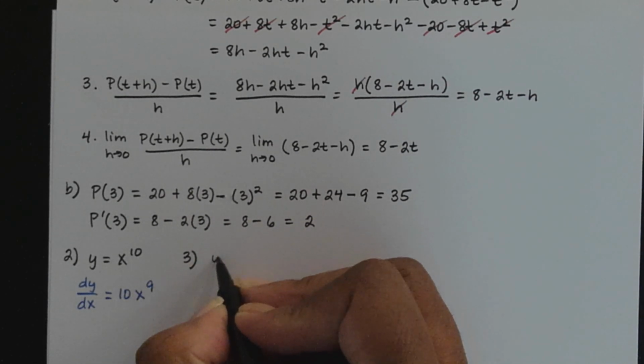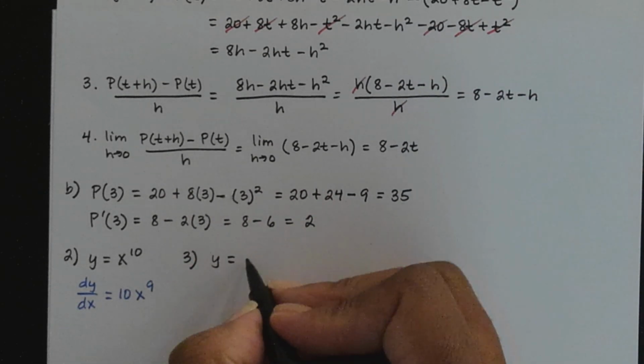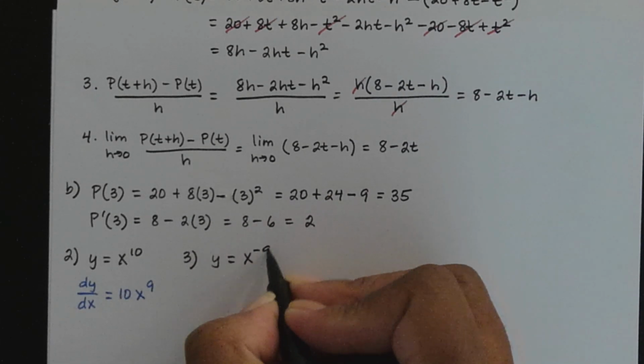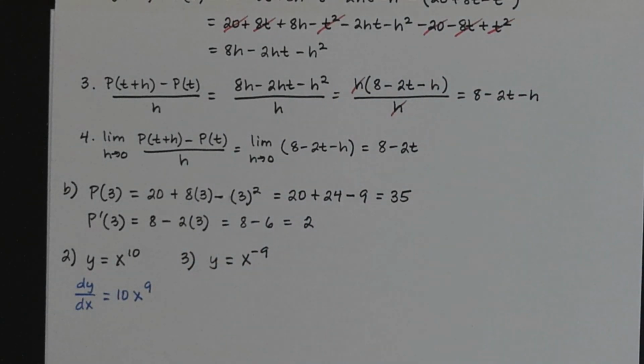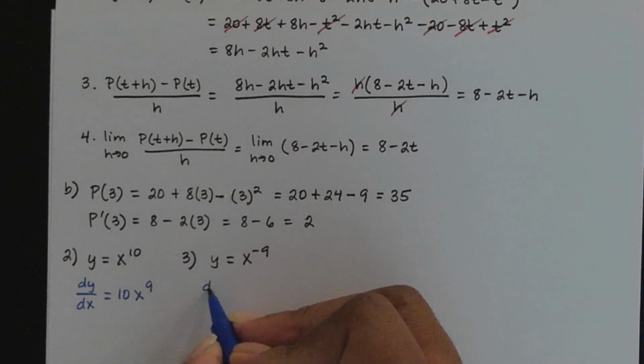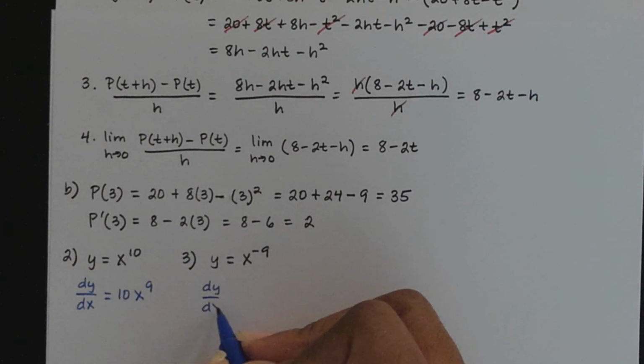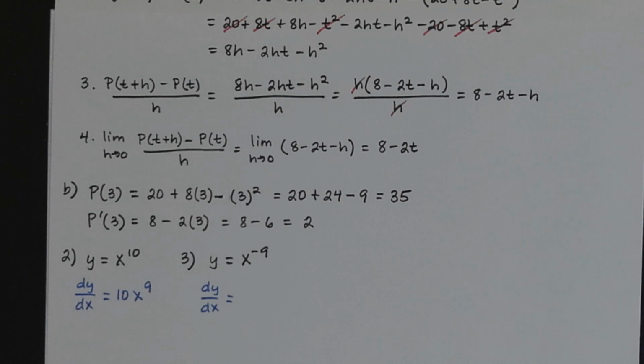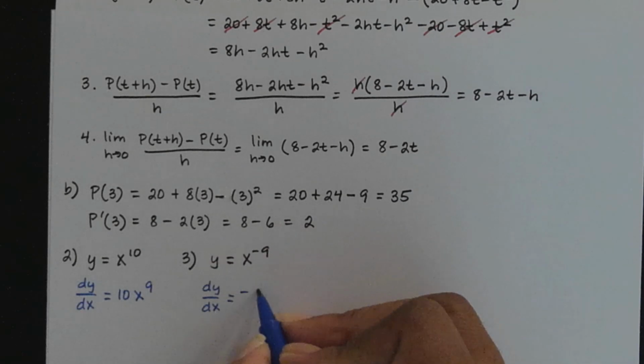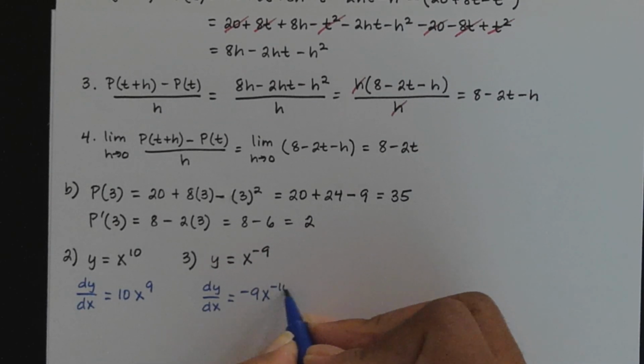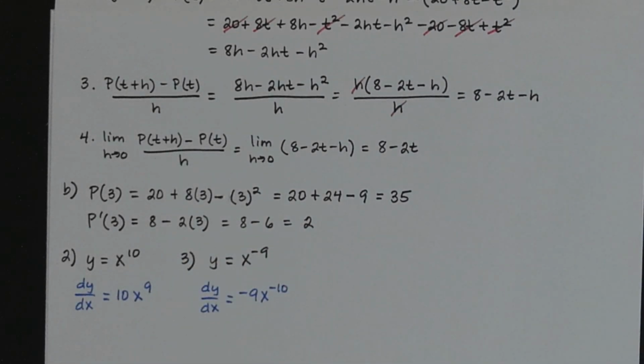And number 3, we got y is equal to x to the negative 9. So now we got negative exponents here, and we want dy dx for that. So what's the derivative of x to the negative 9? Negative 9x to the negative 10. Right. Again, we bring the power in front, negative 9, copy the x over to the 1 less power. Negative 9 minus 1 would be negative 10.